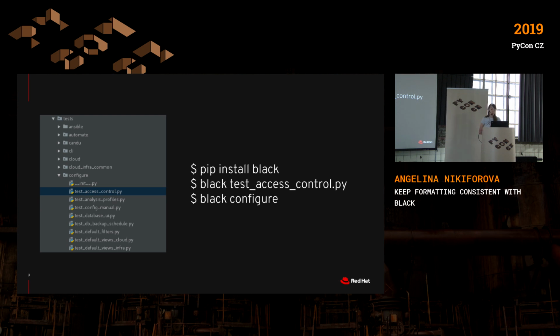Black is super easy to use. Do pip install Black like you do with any other library, and you can Blackify any Python file using the command black. Here I'm showing a sample example with our repository with tests. Assuming you're in the tests configure directory, you can do just black test access control.py, and that's it, done. The file is perfectly formatted. You can even do it with the whole project by providing the path to it. If you are in the test directory, you can do black configure, and all files in that directory will be Blackified.